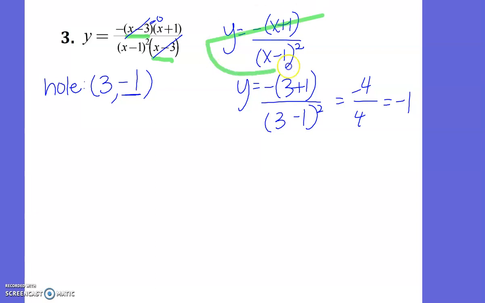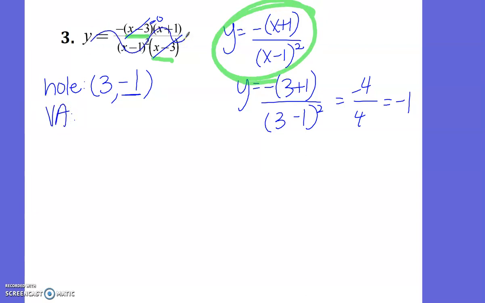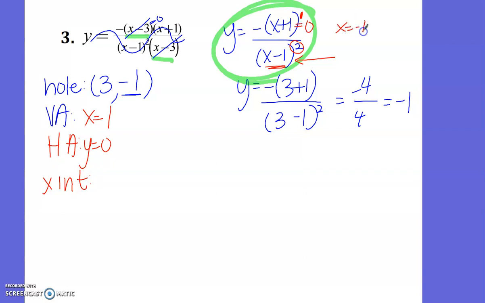Moving forward, this is the equation I'm going to be using to find my intercepts and my asymptotes. So I don't go back to this original. So the vertical asymptotes come from the denominator. If I set this equal to 0 and solve, I get x equals 1. Horizontal asymptote, degree is bigger in the denominator than the numerator, so we're at y equals 0 again. X-intercepts come from my numerator. If I set that factor equal to 0, I get x at -1.